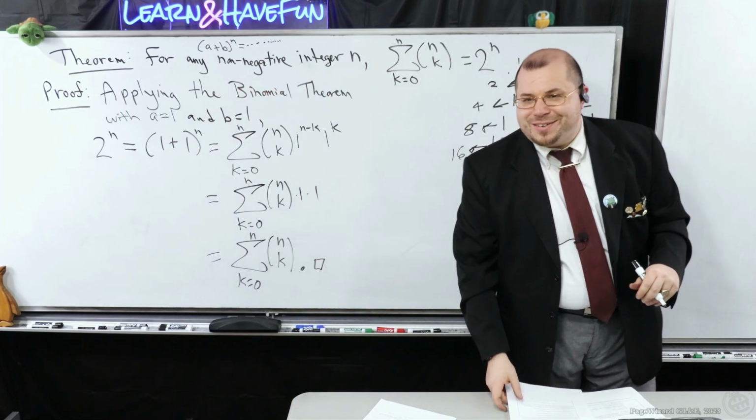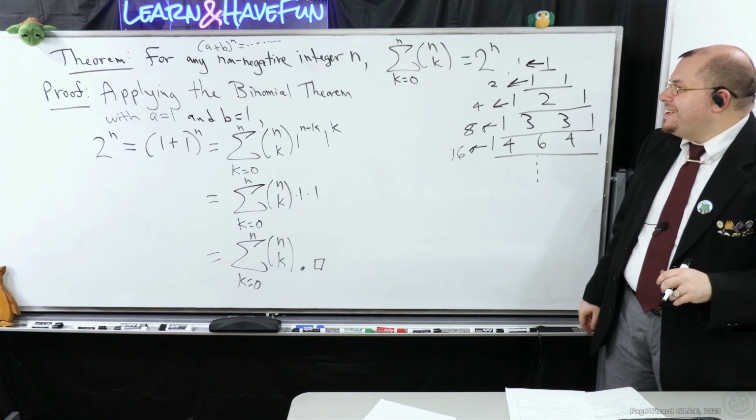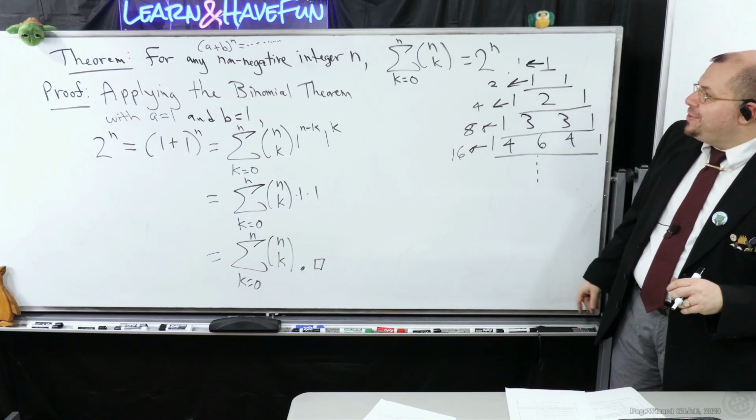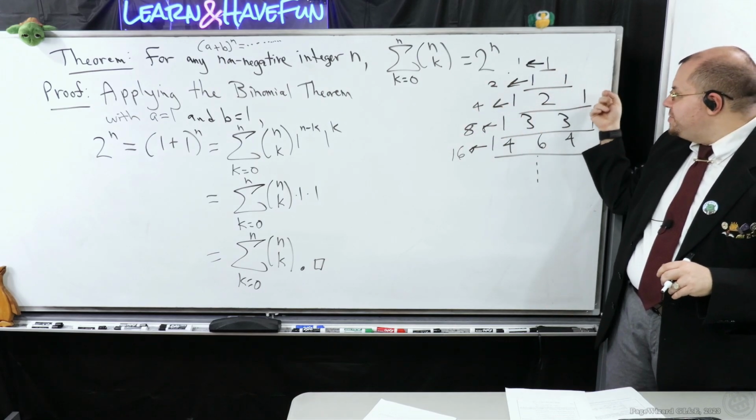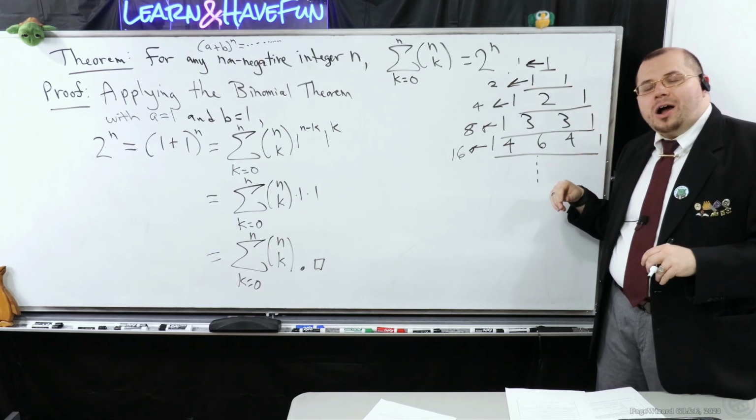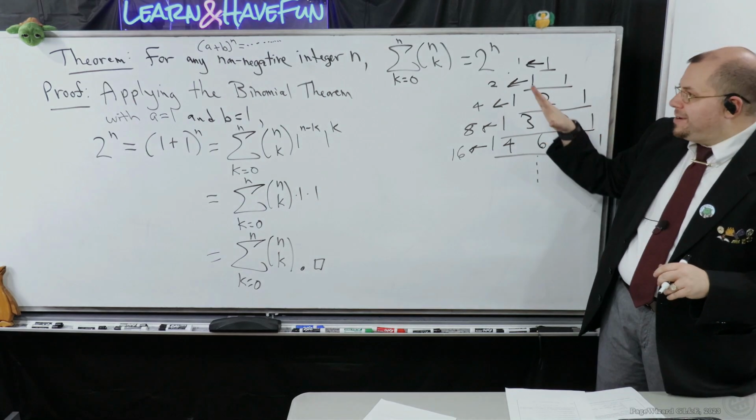Very short, very simple. So that's how you could prove this claim that the rows of Pascal's triangle are in fact powers of 2. It comes out of this theorem.